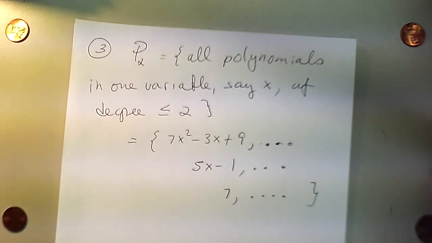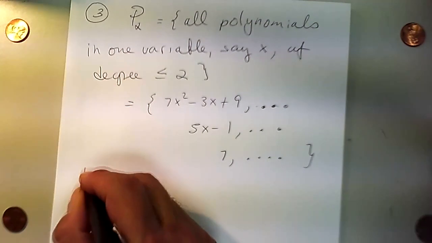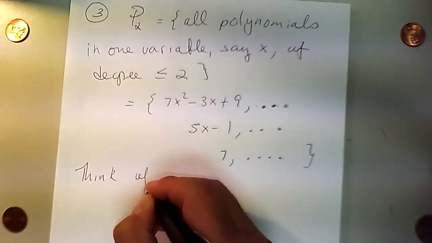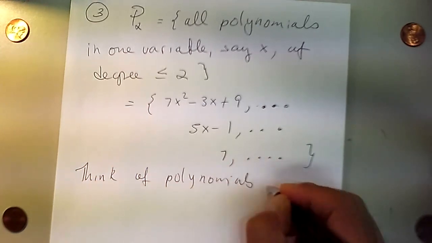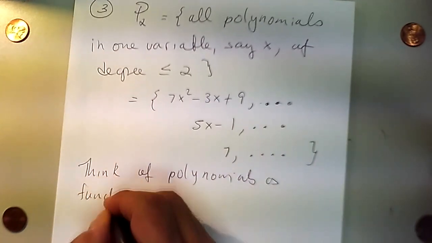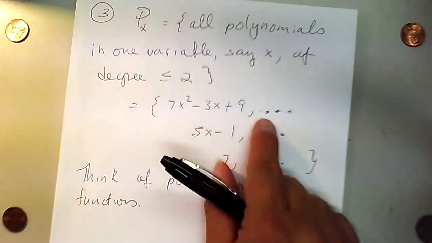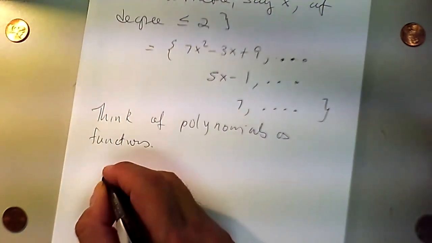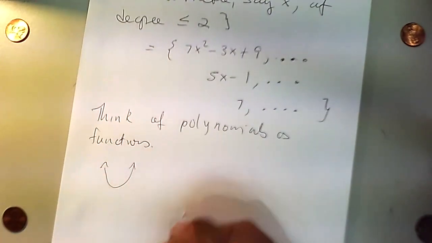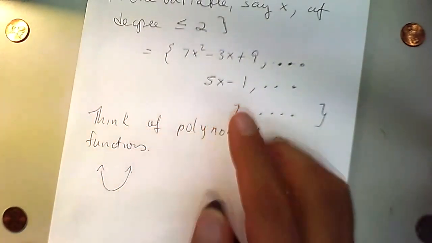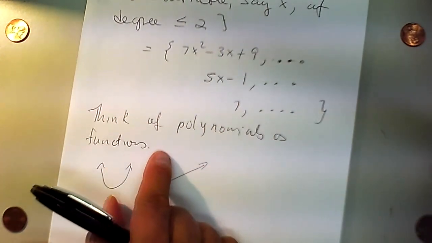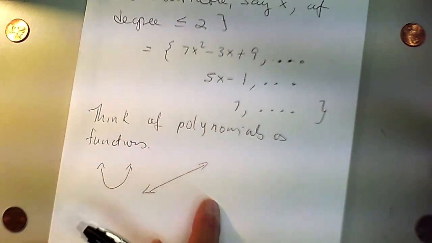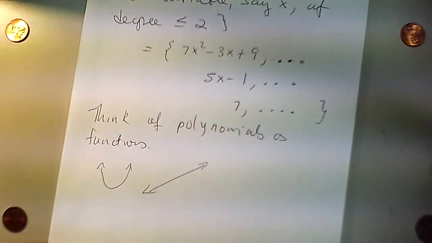We think of polynomials as functions, by the way. In this context, think of polynomials as functions. A quadratic polynomial will be a parabola opening up or opening down. A linear polynomial will be a line that is oblique, and it could have a positive slope or a negative slope. And a number, what is a number?